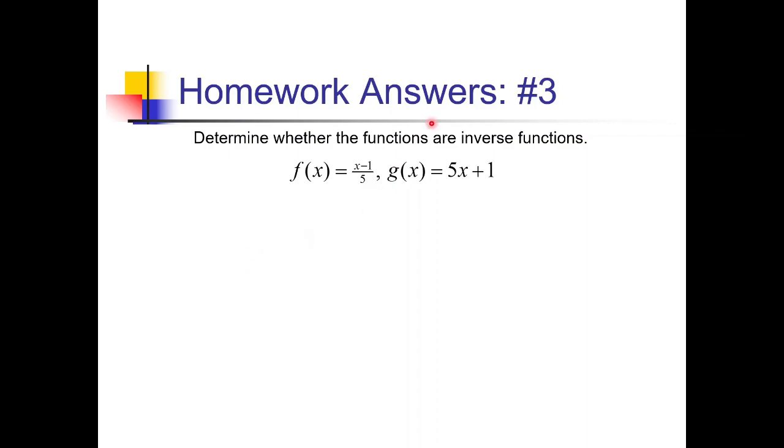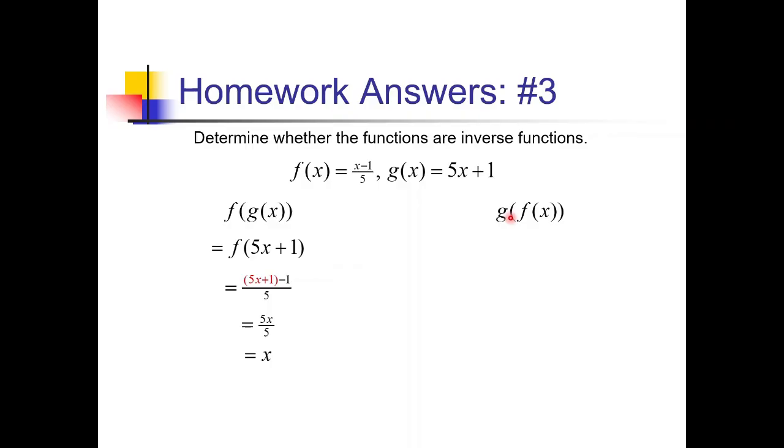To determine rigorously whether these are inverse functions, we have to plug each function into the other and make sure that we get x both times. So let's start with f of g of x. That's f of 5x plus 1, so that's (5x plus 1 minus 1) over 5. These 1's cancel, leaving us with 5x over 5, which comes out to x. This is good, but we have to go the other way as well.